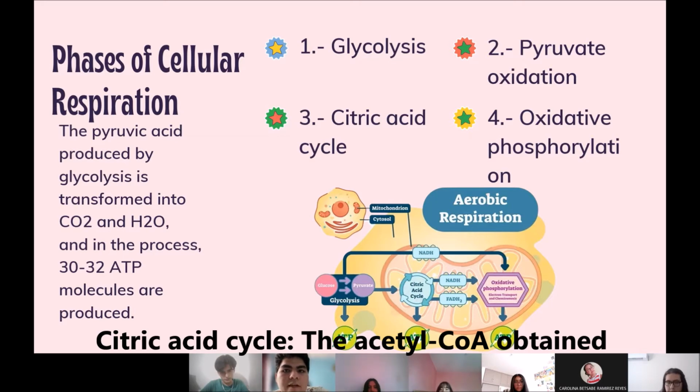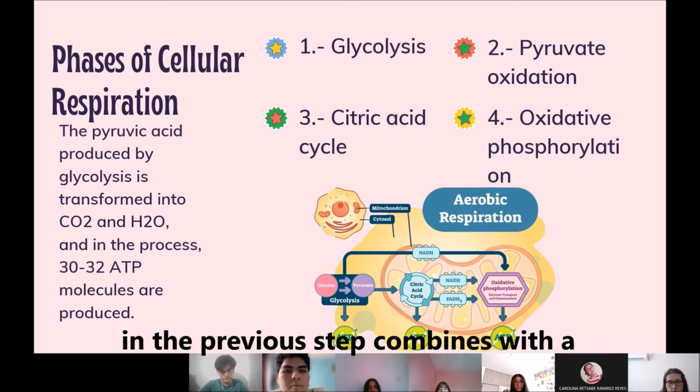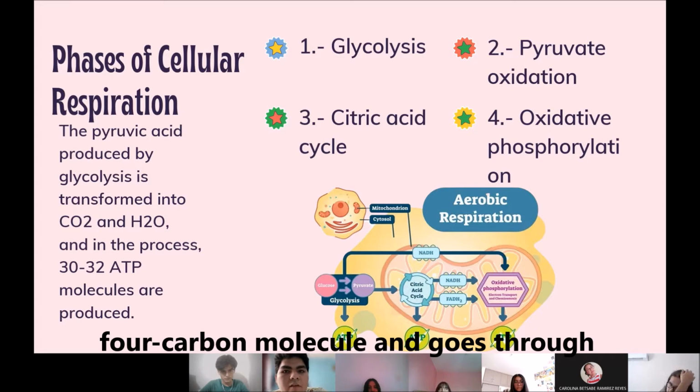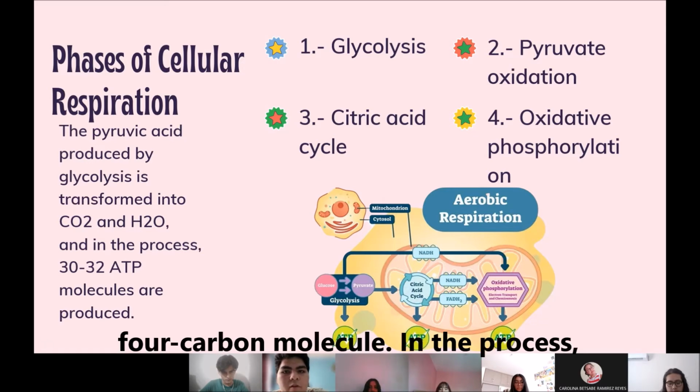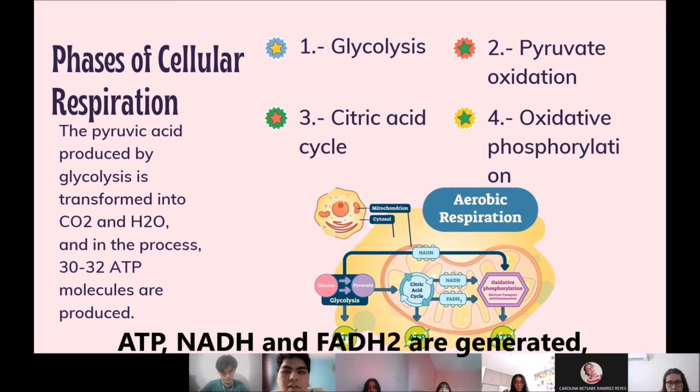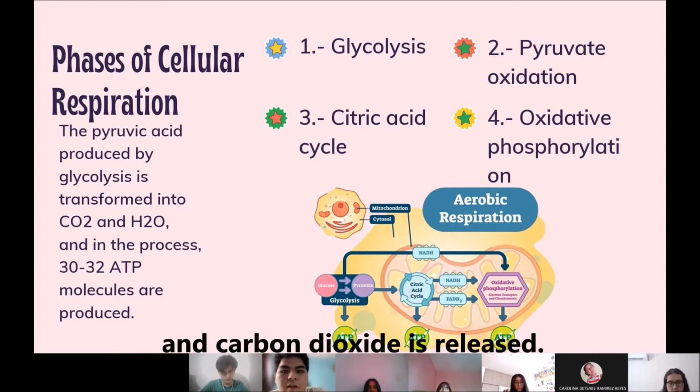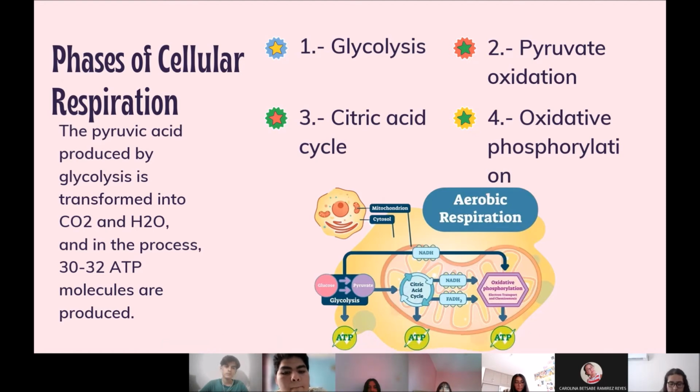Citric acid cycle. The acetyl-CoA obtained in the previous step combines with a 4-carbon molecule and goes through a cycle of reactions to finally regenerate the initial 4-carbon molecule. In this process, ATP, NADH, and FADH2 are generated, and carbon dioxide is released.